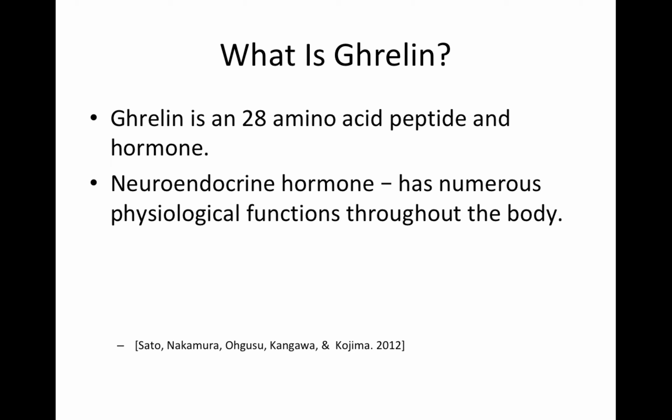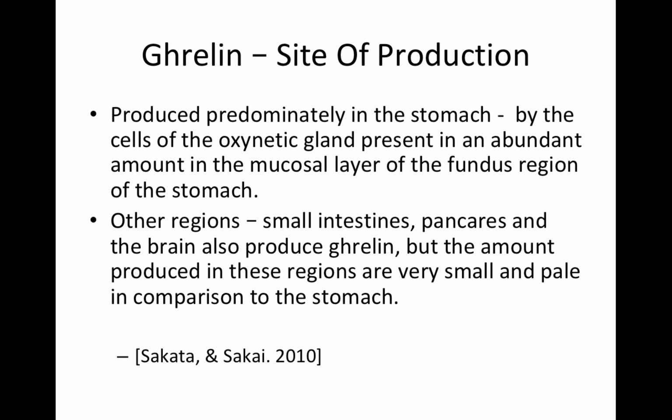So to begin with, ghrelin is a 28 amino acid peptide and hormone. Being a neuroendocrine hormone, it has numerous physiological functions in the body, which we will be discussing a little further down this presentation. The majority of ghrelin is produced by the cells in the stomach, but there are other sites in the body which also have the ability to produce ghrelin, including the small intestines, pancreas, and the brain. Though these other sites have the ability to produce ghrelin, the amount they produce almost makes them insignificant compared to the amount produced by the cells of the stomach.